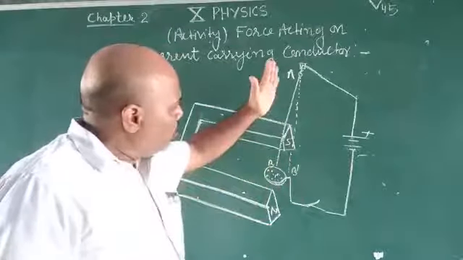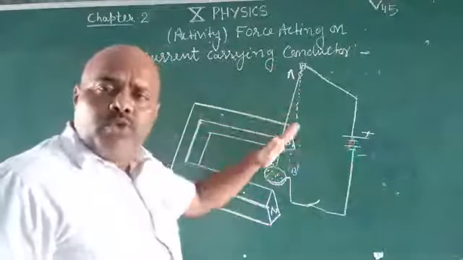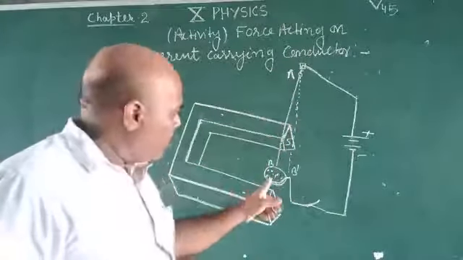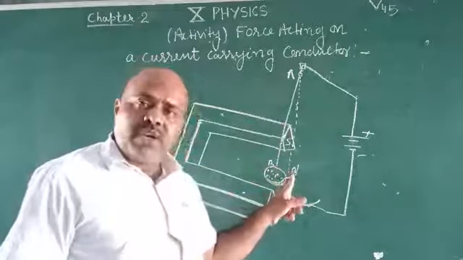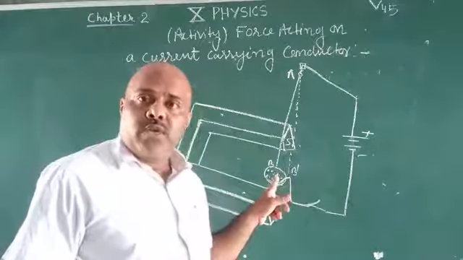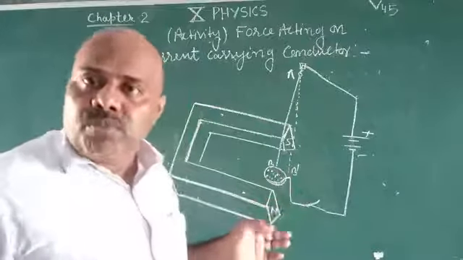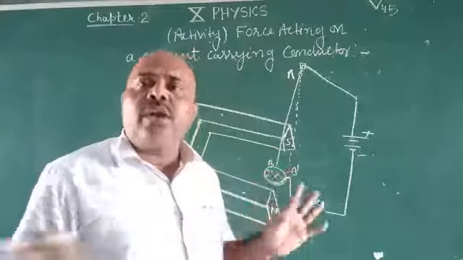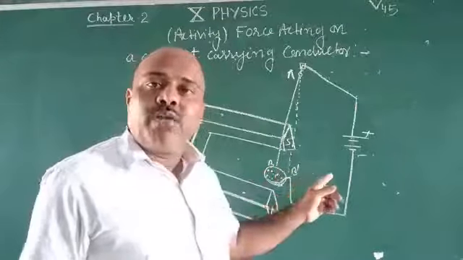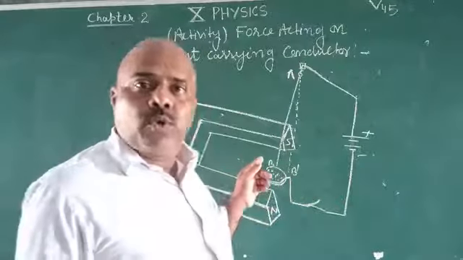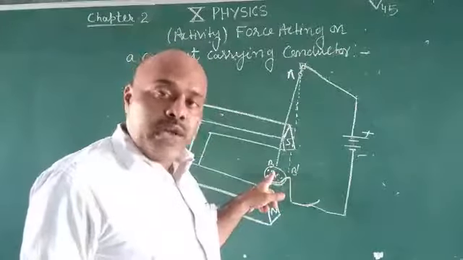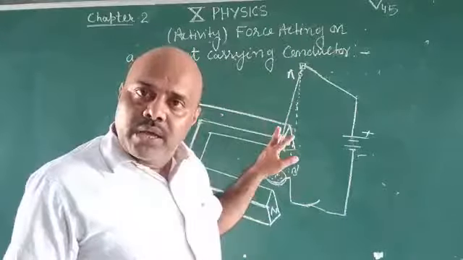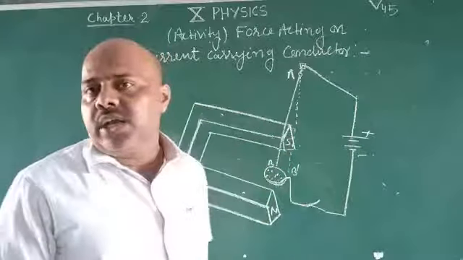Okay, when current flows through the conductor, the conductor begins to move in the forward direction. You can see that when it reaches the position B dash and leaves contact with the mercury liquid, the circuit is broken, and no current flows through the wire. Then it does not go forward, it comes backward to its original position. Once again, when it comes to the original position, it touches the mercury liquid, current flows through the wire, and it begins to move. This process repeats again and again.